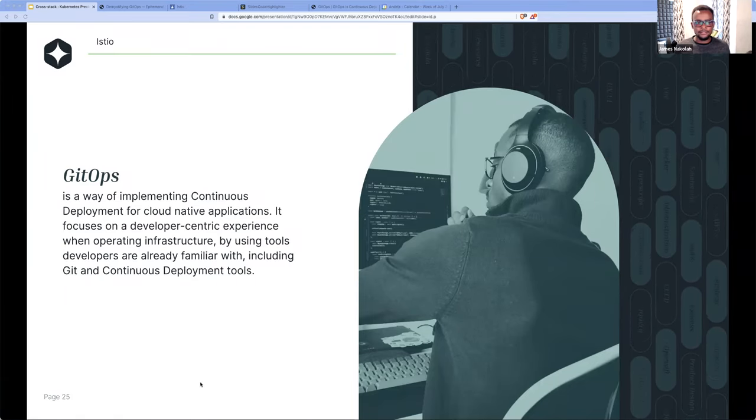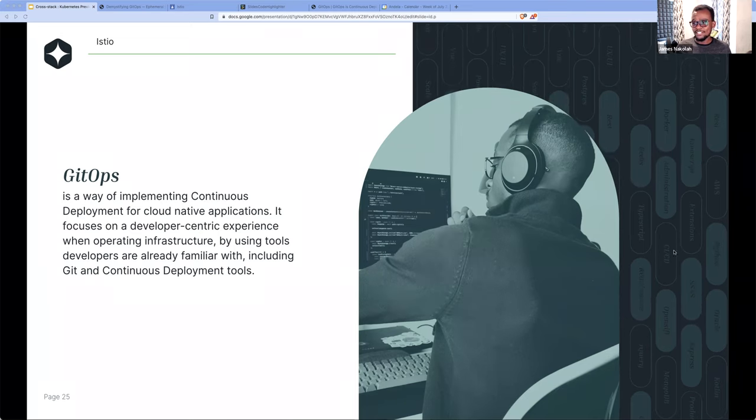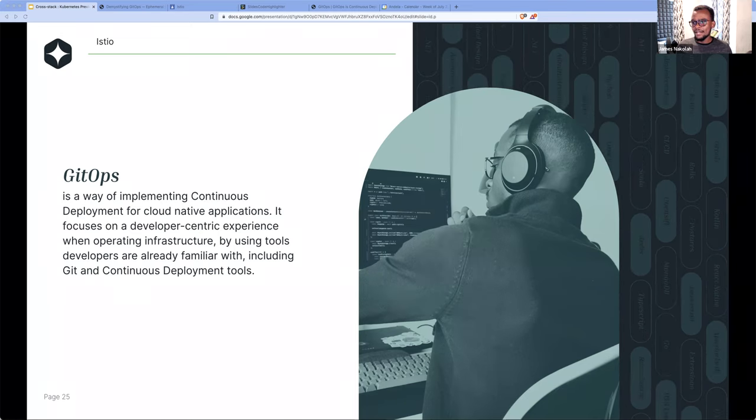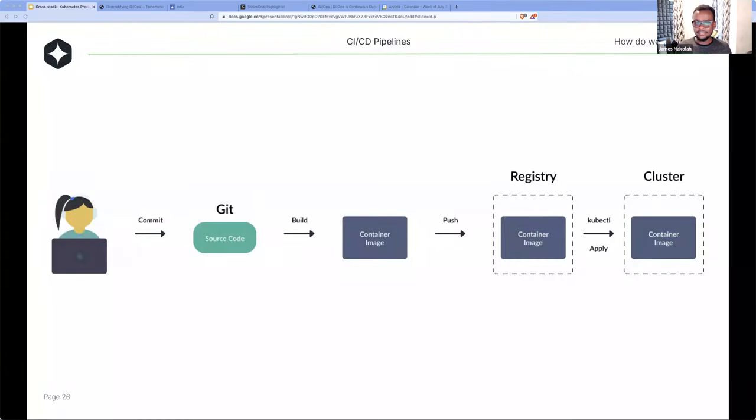when operating infrastructure in that way. So a traditional pipeline would usually look like this, where you just commit some stuff to Git, then it's going to be built. In the build process, we could run some tests, unit tests, integration tests, and then end up with a container image that we will push to a container registry.